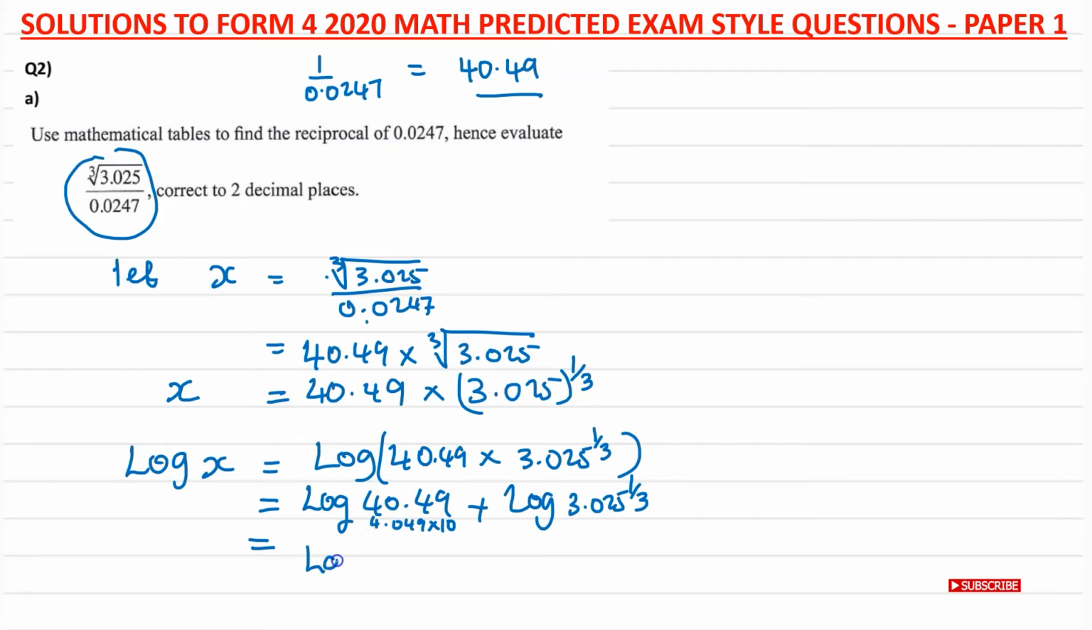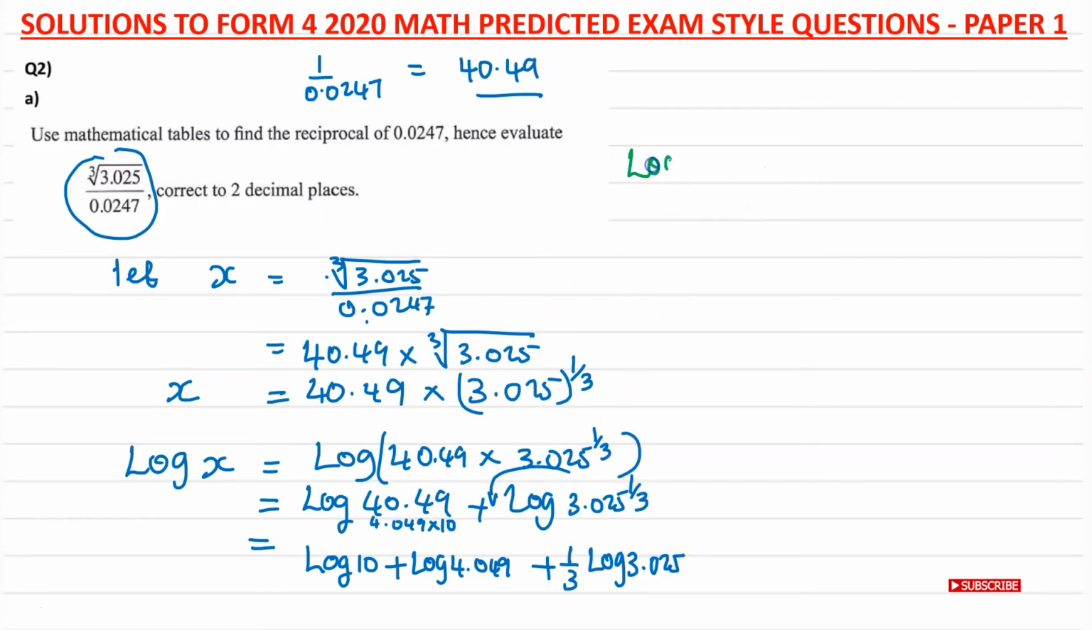I can write that as log 10. I use the product law again, so plus log of 4.049 plus, what do I do with the power? So again, I need to bring the power over here. So that means it's 1/3 of log 3.025. So I'll carry on over here.